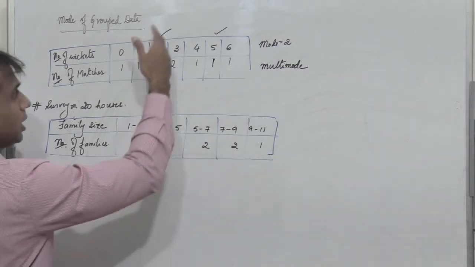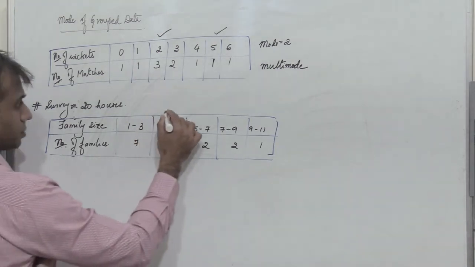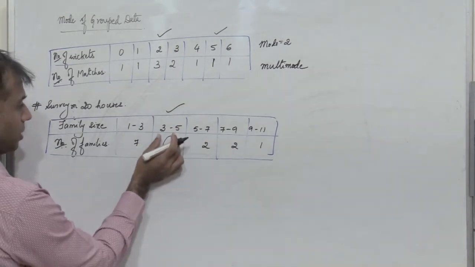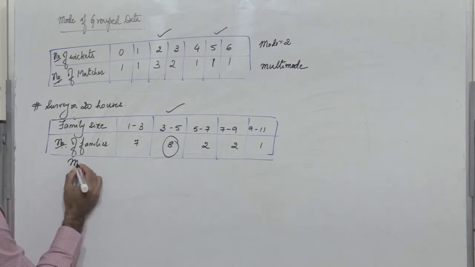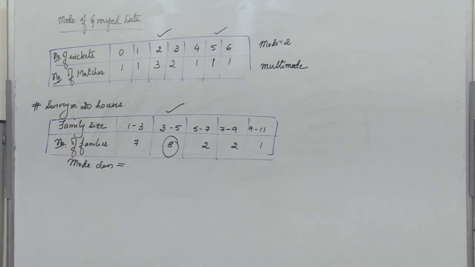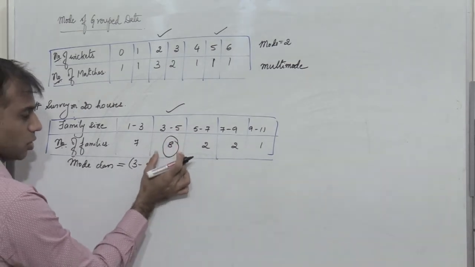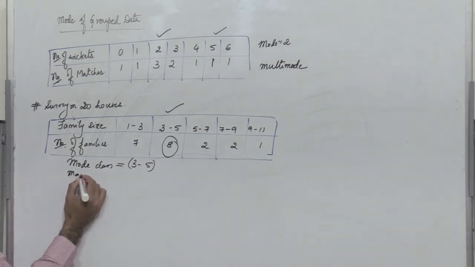We cannot find the mode value by simply looking at the maximum frequency. Right? So here if we observe, we find that the maximum class frequency is 8, isn't it? Right? So we find that there are 8 families, each having a family size of 3 to 5. Okay? So therefore the mode class which corresponds to the maximum class frequency is 3 to 5. The mode class is 3 to 5, and the maximum class frequency itself is 8.